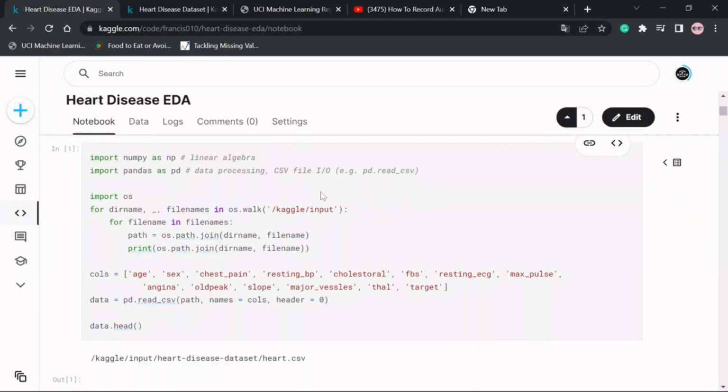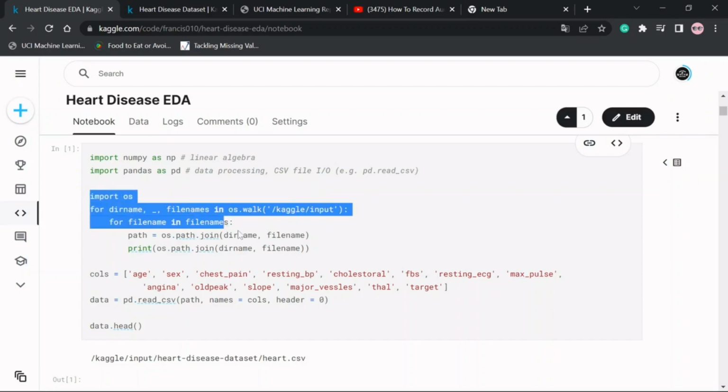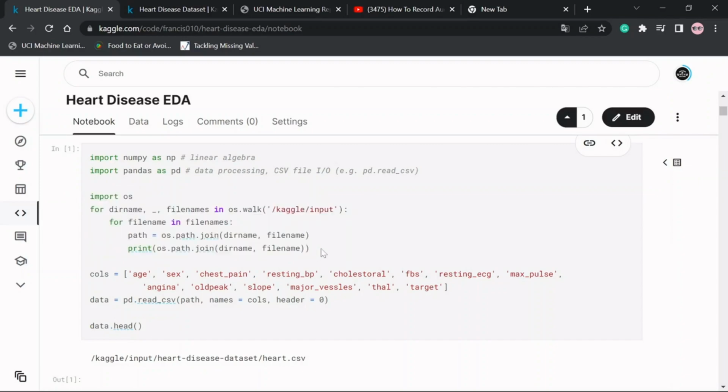Now, let's get straight into the notebook. What we are going to do here is, first of all, import the dataset. Kaggle provides us the default code for inputting any kind of dataset, so this was already presented in the Kaggle notebook. This provides us the path of the dataset.